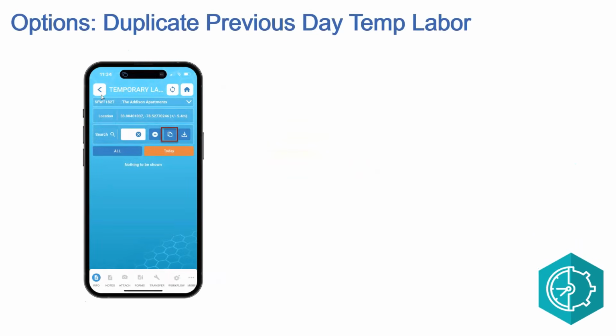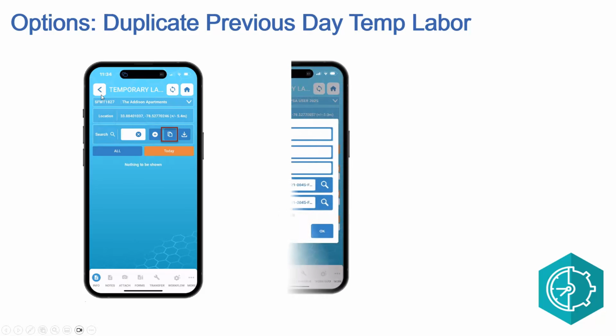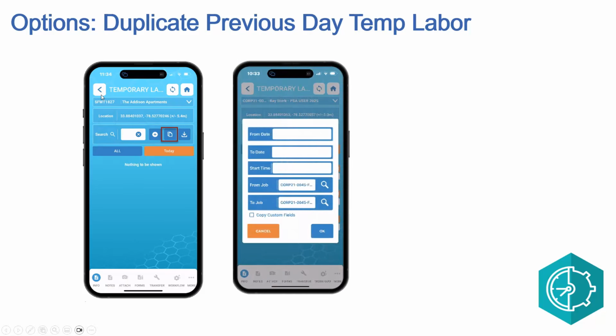I also have the opportunity to duplicate previous day temp laborers. So if I'm using that same crew, I can also duplicate those time cards from the previous day. I can do this on the web or the mobile application. From a mobile perspective, I could just simply select this copy icon. And it'll ask me from what date to what date and what time and what job to what job, and also copy those custom fields such as the PRP, per diem, etc.